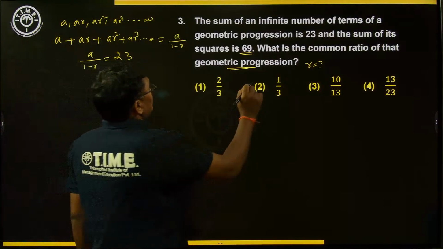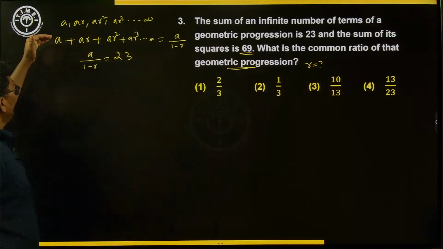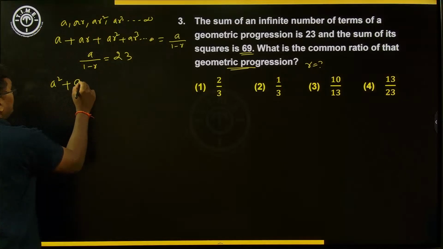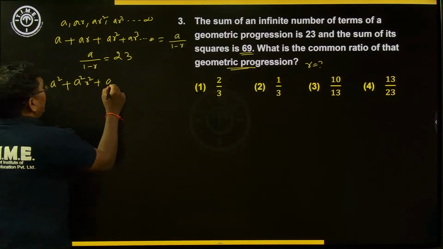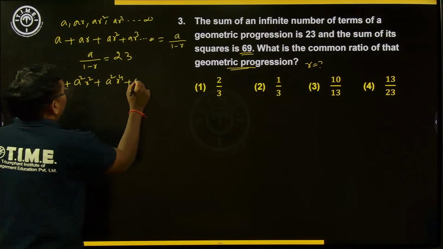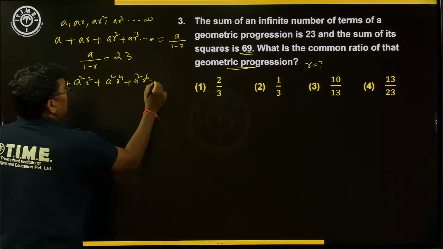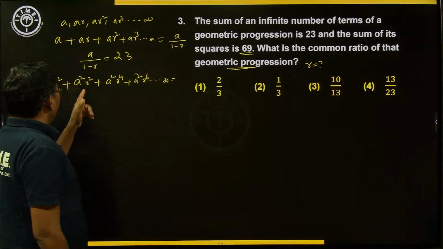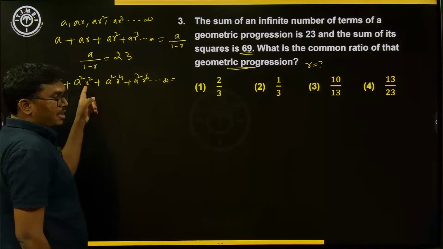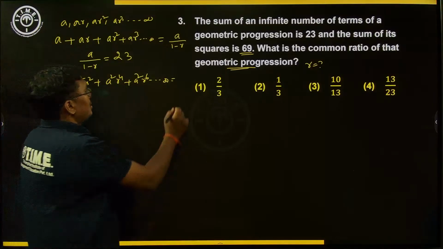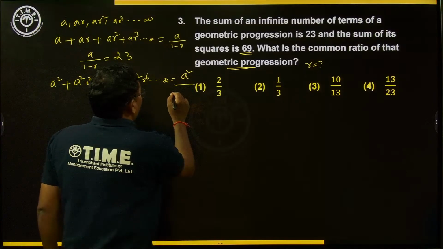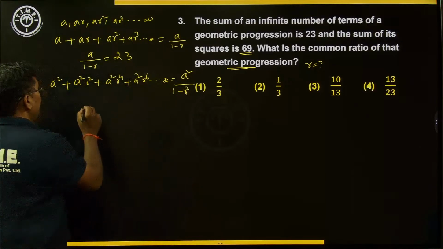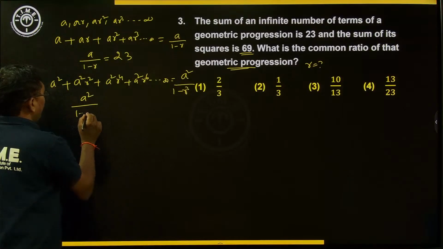Next, what is given? Sum of its squares. So the sum of its squares means the first term squared is A square, and the second term squared is A square R square, and A square R power 4, and A square R power 6, to infinity. So here the first term is A square and the common ratio is R square. So the sum is A square by 1 minus R square.